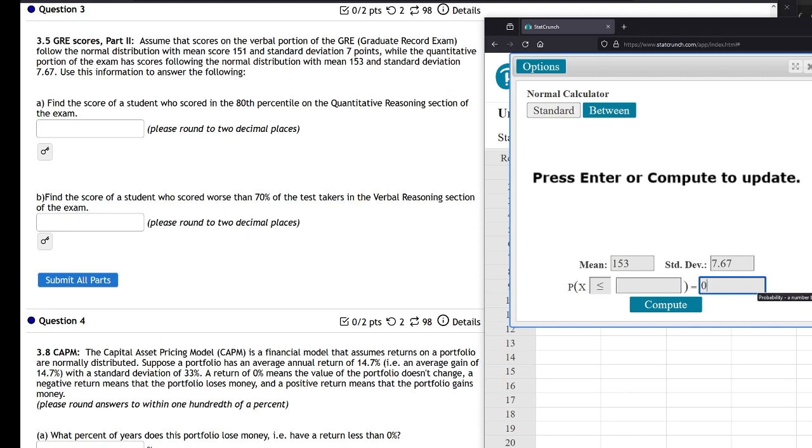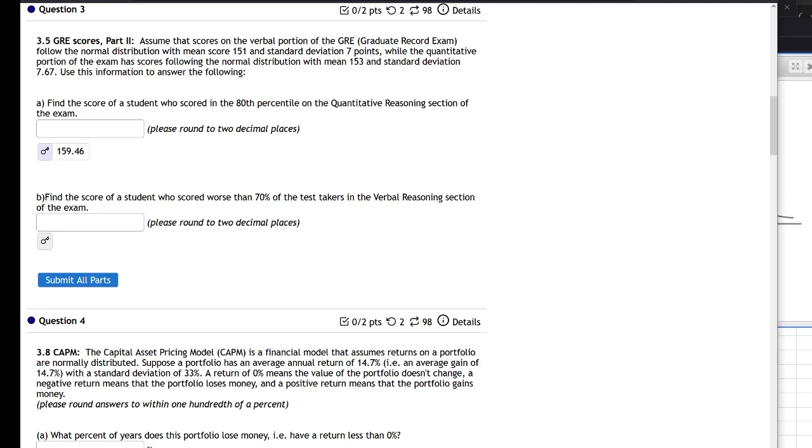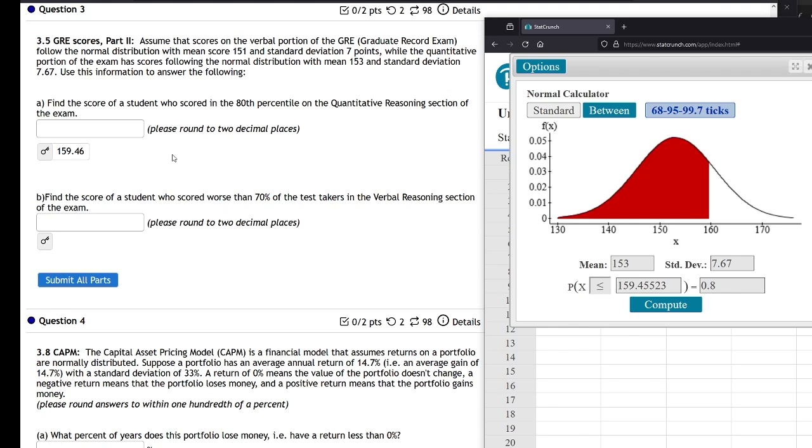So here I'm going to put in 0.8 and hit compute and see the picture we got. 80% of our data is the colored in red part. 20% of our data is over here. That is what the 80th percentile means. So we got this number right here, 159.45523. And let's go over here and see 159.46. So we're getting that right answer over here after you round, right? So that's how you do that problem.